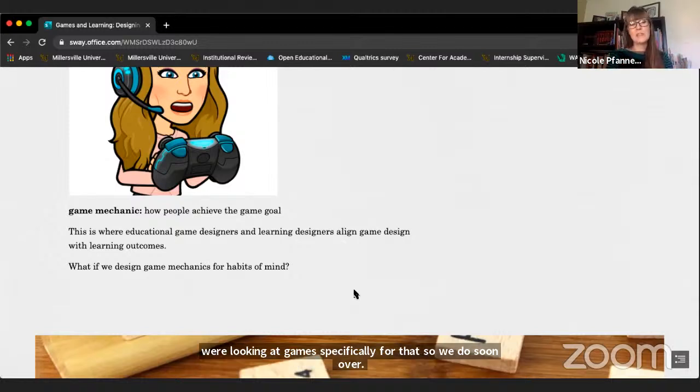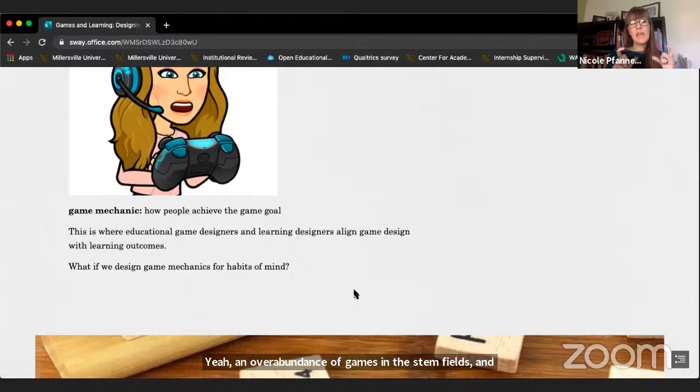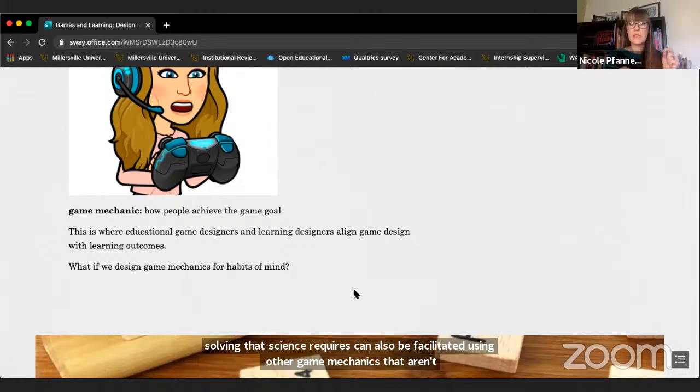overabundance of games in the STEM field, and in a lot of ways the mechanic, depending on how you're employing the tools that are available, set time limits and set competition limits. And those are useful and can be useful. But then where are some other spaces that the additional habits of mind, the creativity that science requires, the problem solving that science requires, can also be facilitated using other game mechanics that aren't as available in Kahoot?